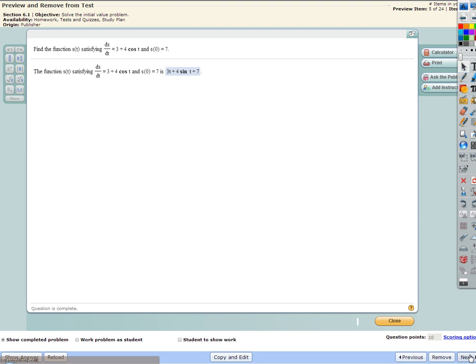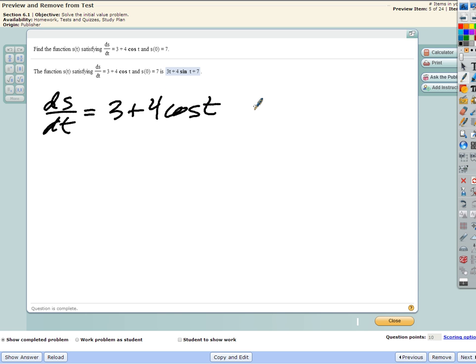Okay, same kind of thing. This one here is a little different, though. The only difference is you're solving to find what the C is too. Okay, and they're telling us that S of 0 equals 7. So we do the same thing, wouldn't we? We're just going to do an antiderivative.